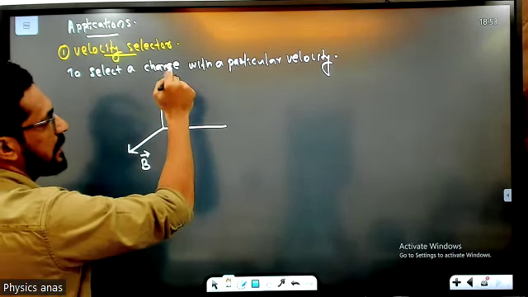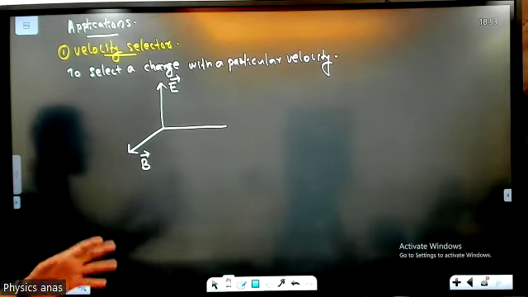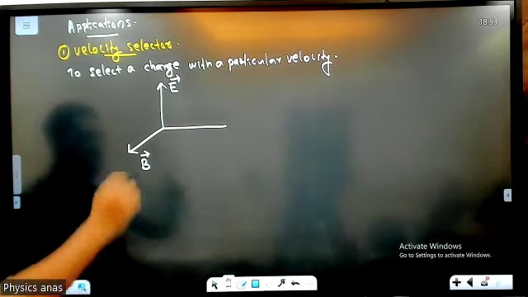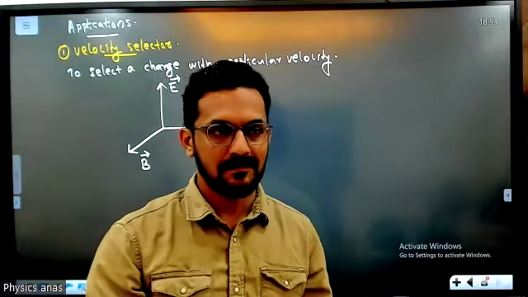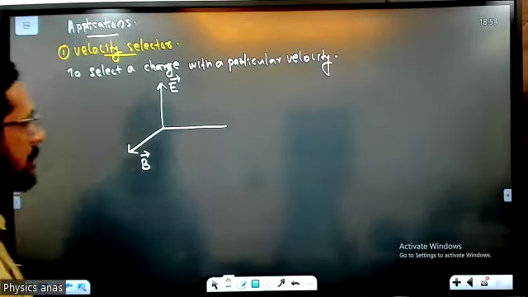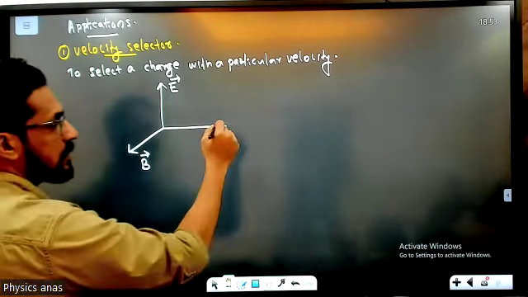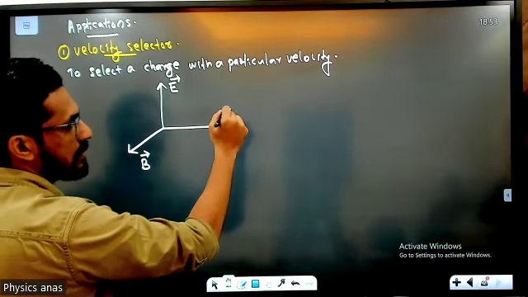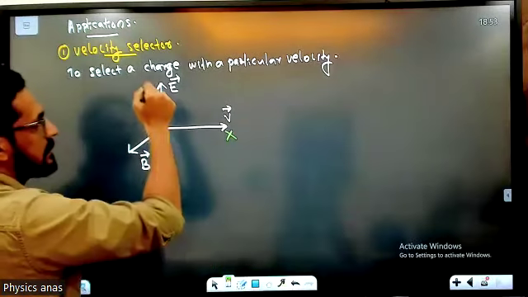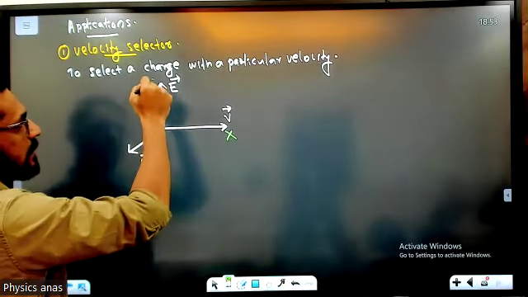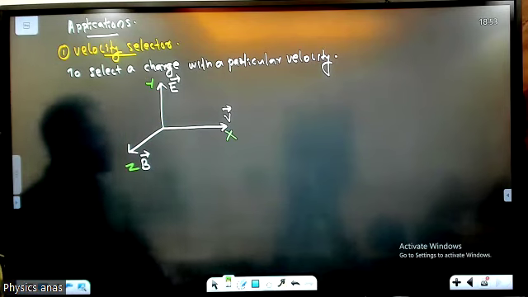The electric field and magnetic field are acting perpendicular to each other now. And the charge is entering perpendicular to both of them. So the velocity of the charge will be along the x-axis. This axis is x, this is y, this is z. Did you understand that?